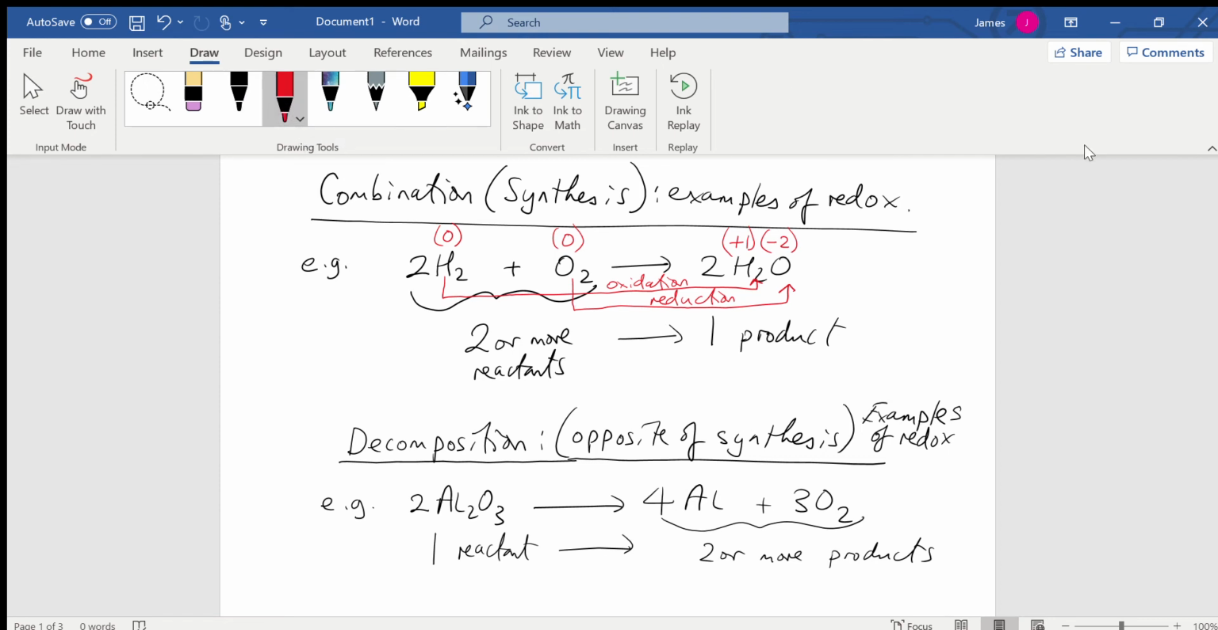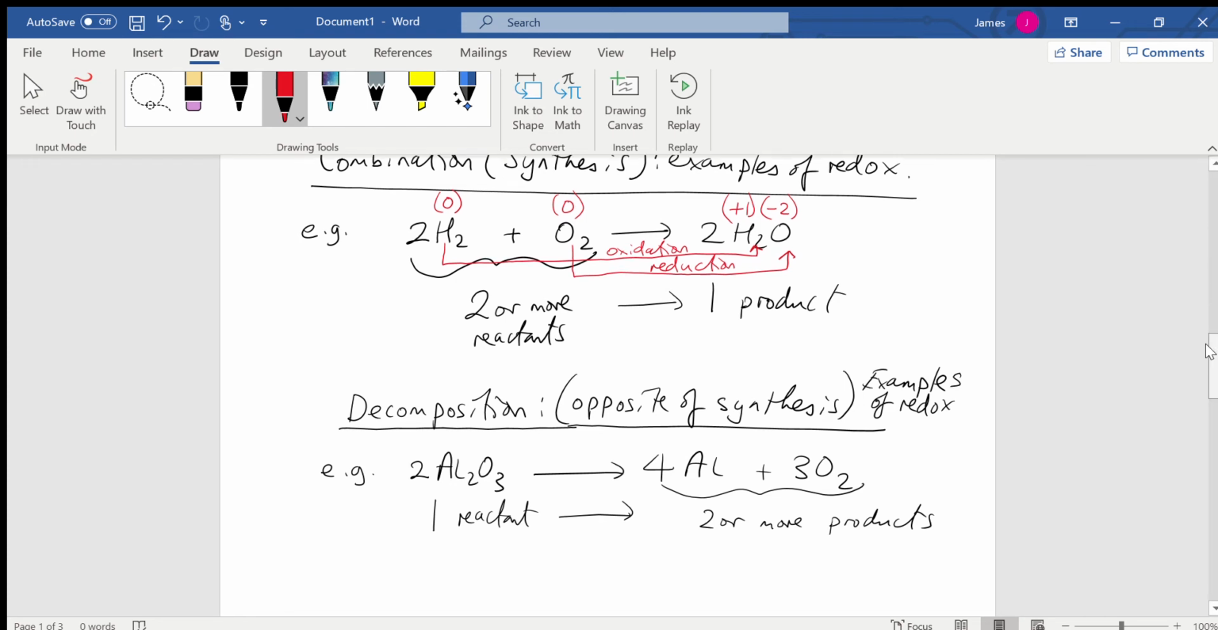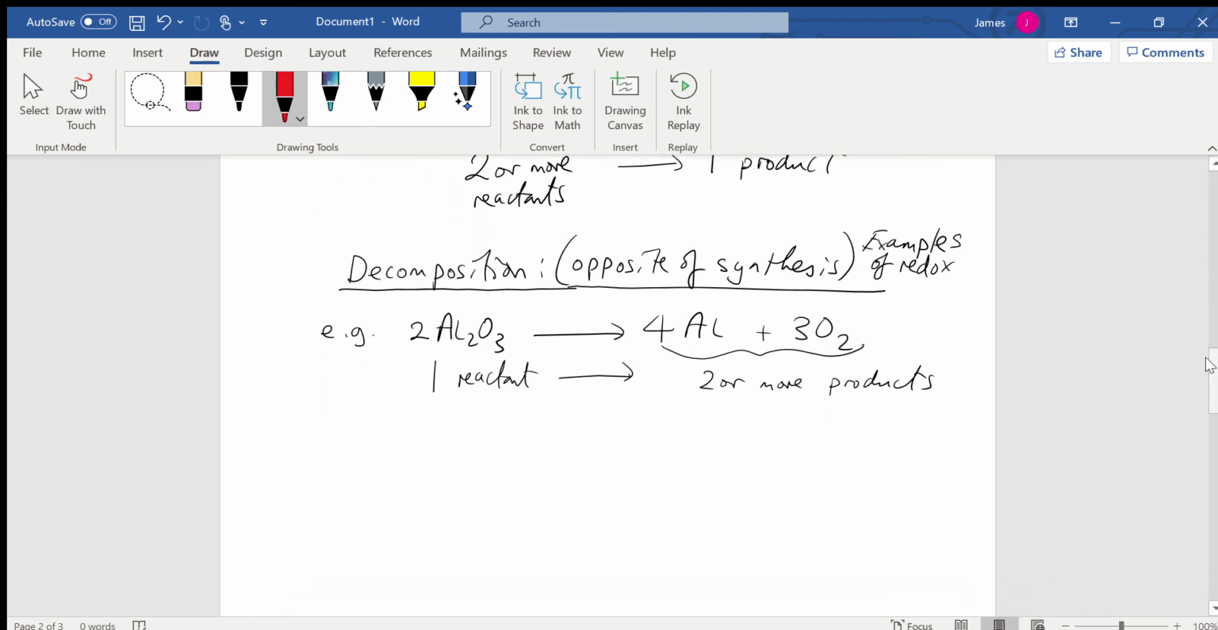So let's scroll this down, make some space. Let's double check the oxidation states. So we've got oxygen is in the -2 oxidation state here, and that would be 6. So this is in the +3 oxidation state, the 0 oxidation state, and the 0 oxidation state. Aluminum is going from +3 to 0. So that's a decrease, so that's reduction.